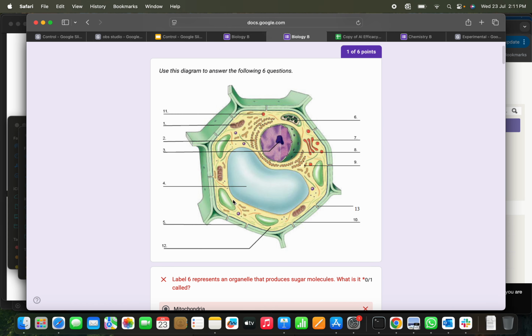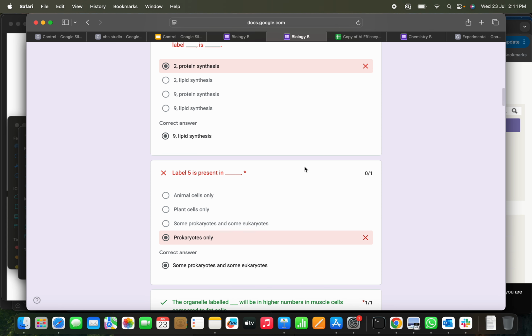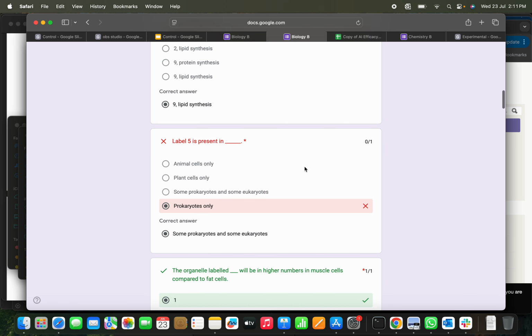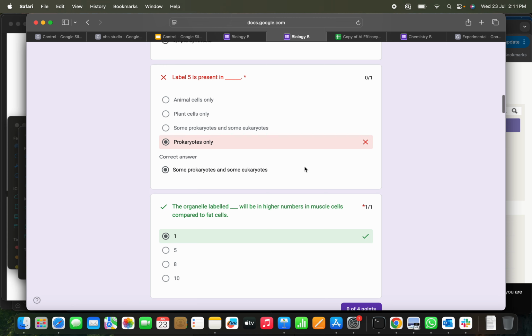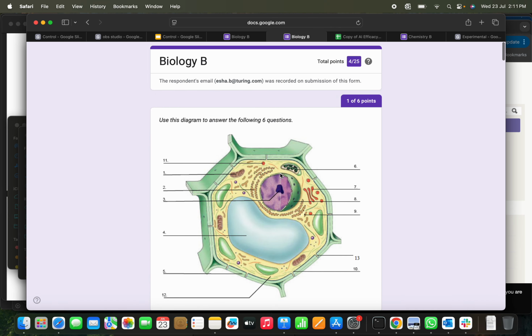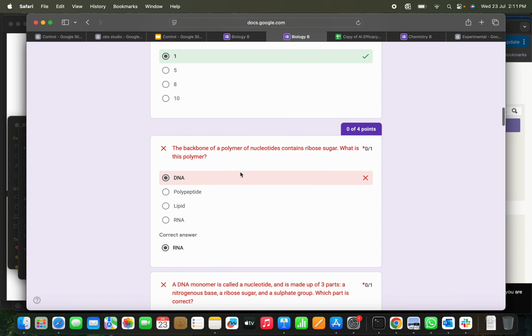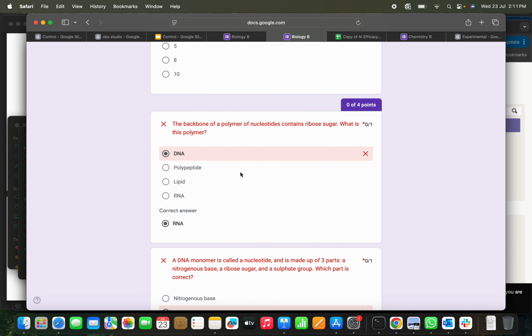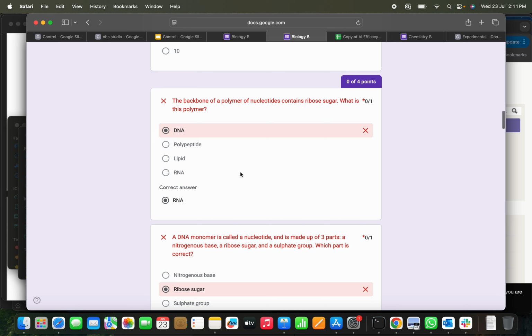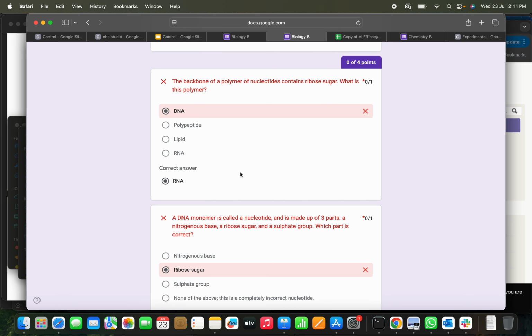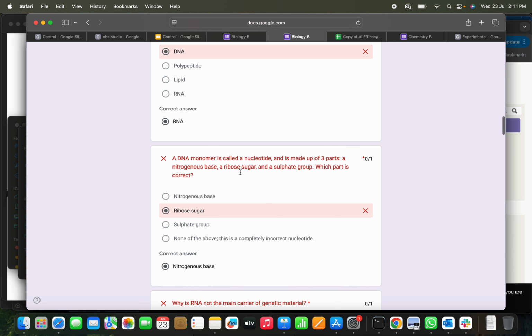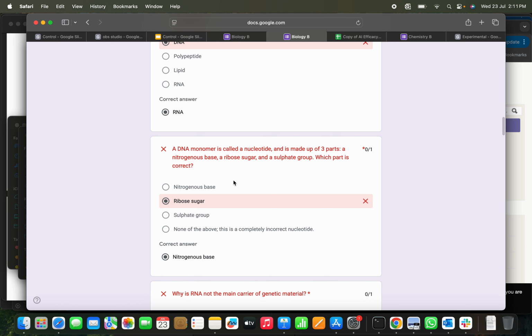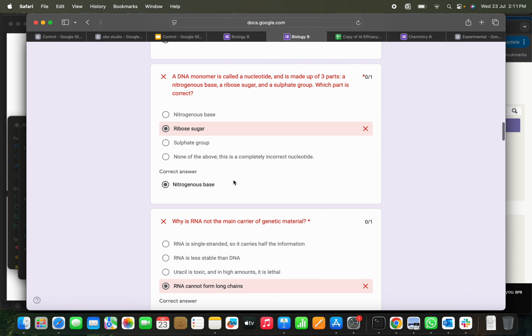Let's see what that was again. I've forgotten that. Alright, so this is for lipid synthesis. Alright, this one was correct. Great. The backbone of a polymer is RNA. The molecule contains ribose. I should have gone with RNA. DNA is called a nucleotide, but this already has a nitrogenous base and ribose and sulfur. So the nitrogenous base is the correct part, not ribose.